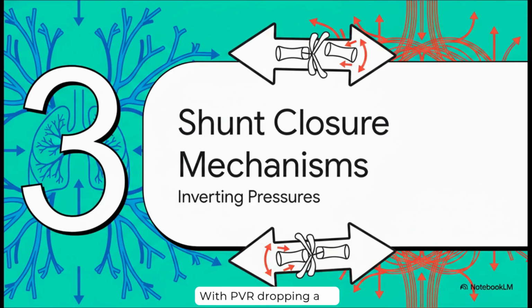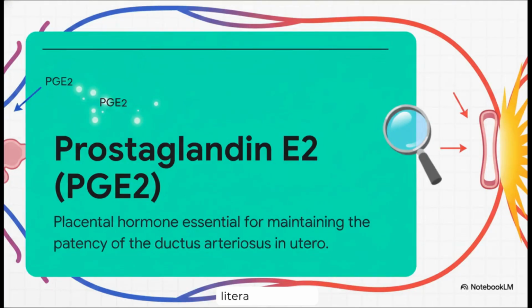All right, Section 3, Mechanisms of Shunt Closure. With PVR dropping and SVR rapidly rising due to the clamping of the umbilical cord, the pressure gradients completely invert, forcing those fetal shunts to close. The physical pressure changes literally slam the flap of the foramen ovale shut.